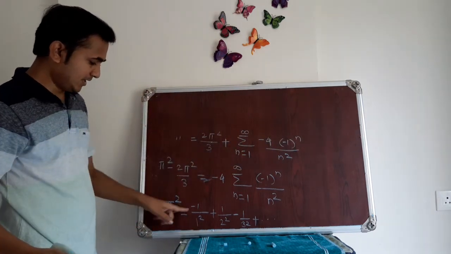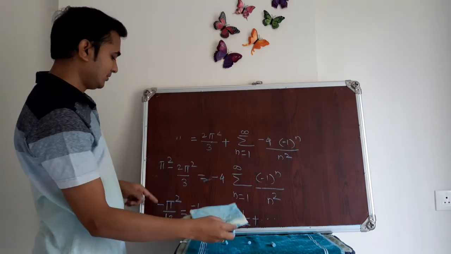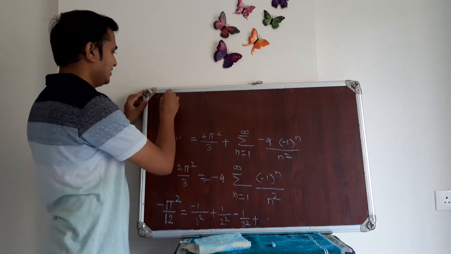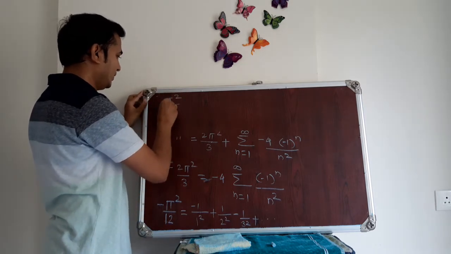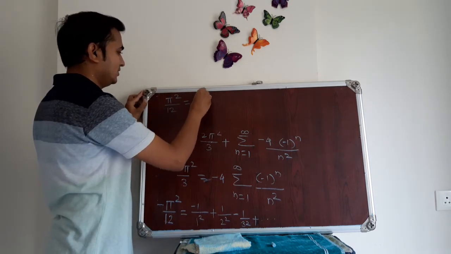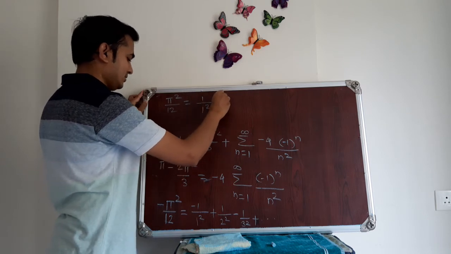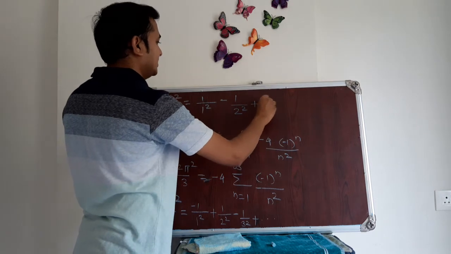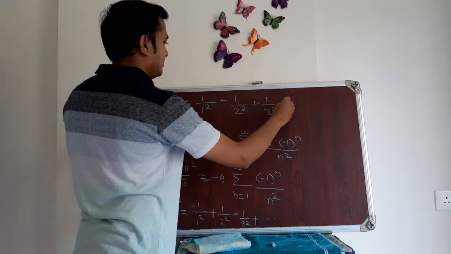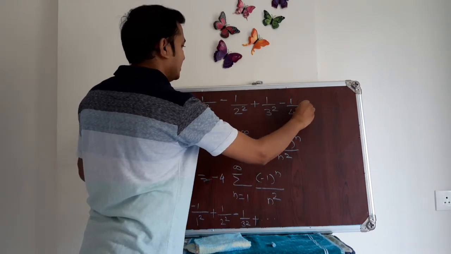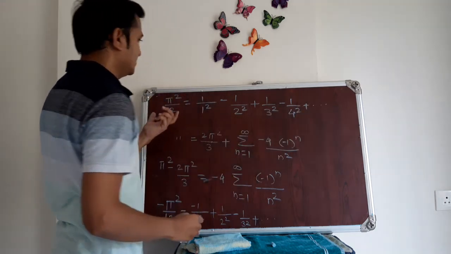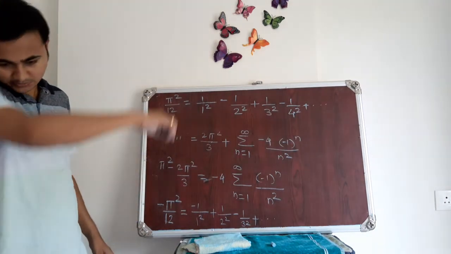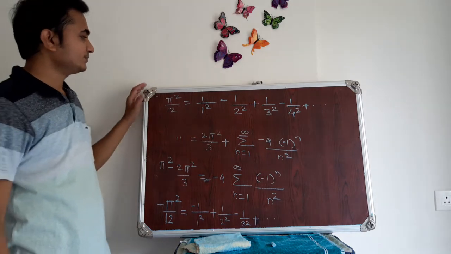Multiply by minus sign to both sides, or cancel out this minus, and you will get pi square upon 12 equal to 1 upon 1 square minus 1 upon 2 square plus 1 by 3 square minus 1 by 4 square, and so on. So the first identity is proved here.